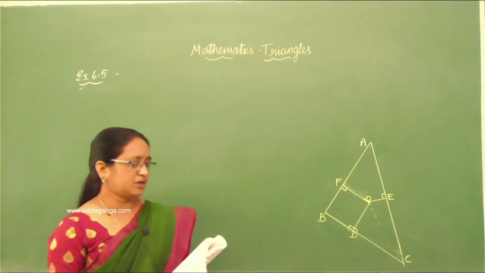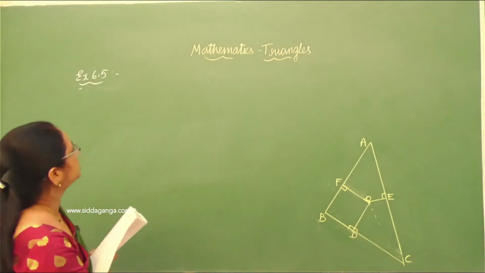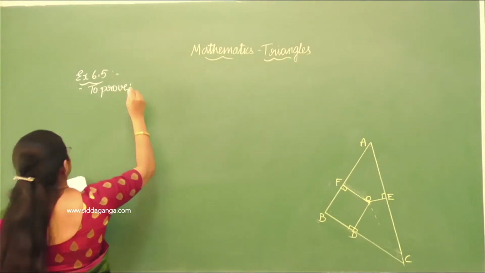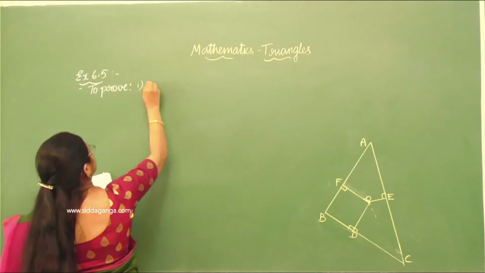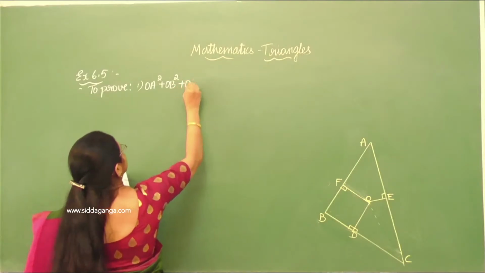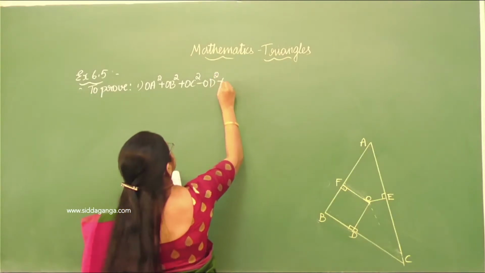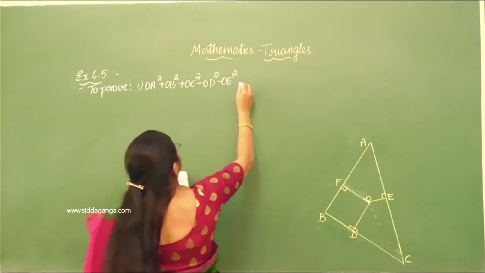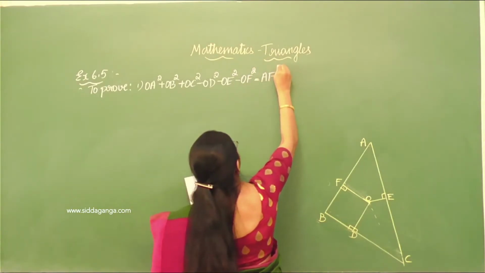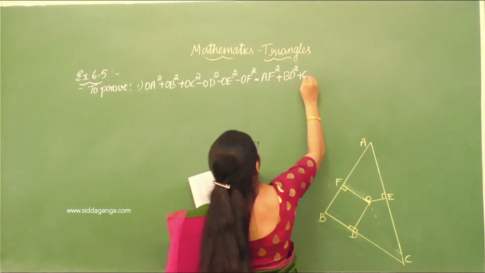Okay. Now you have to show this. You can write the given, but I'll start from 'to prove'. What you have to prove? First one: OA square plus OB square plus OC square minus OD square minus OE square minus OF square is equal to AF square plus BD square plus CE square.